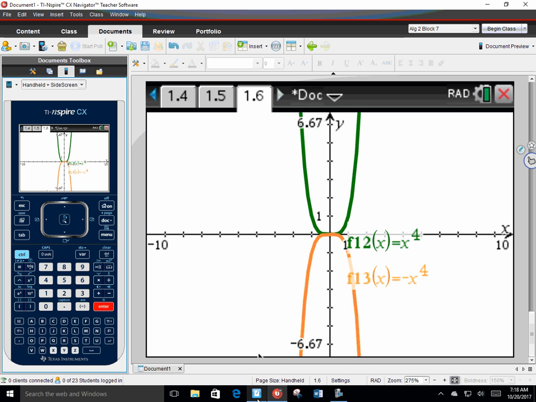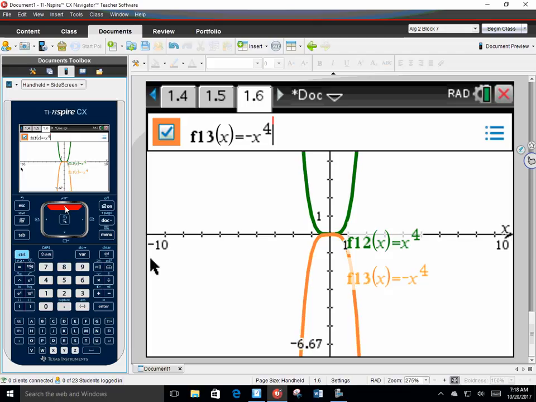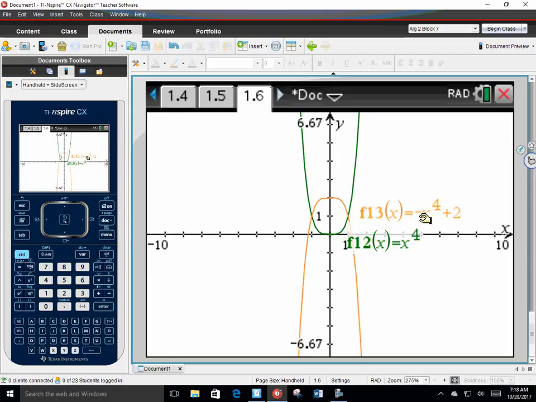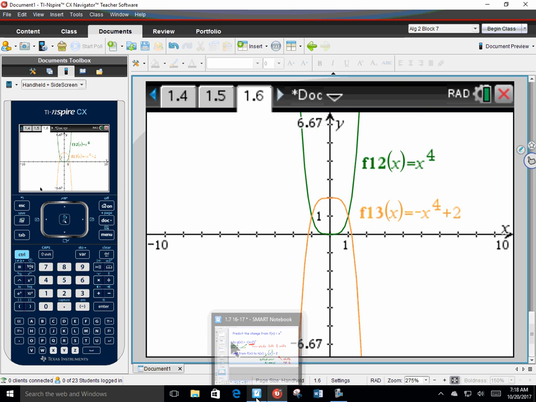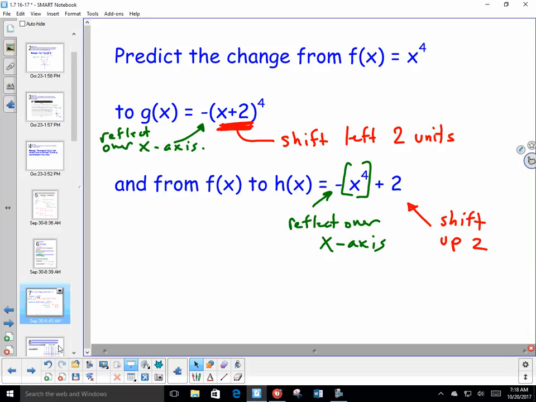And we want to add 2 to that function. So we're expecting that to shift up. Let's do a plus 2. Sure enough, it shifted that graph up 2. Are we okay with this? I hope we're okay with this. All right, and so that's reflecting and putting some things together.